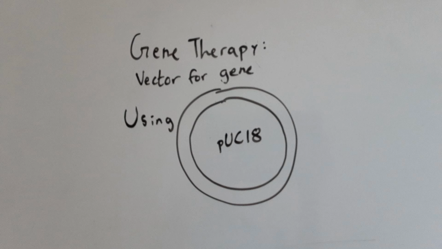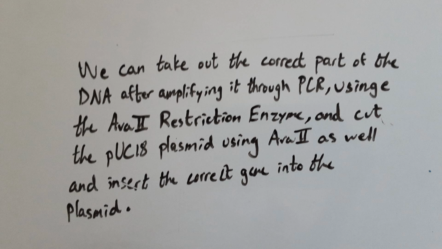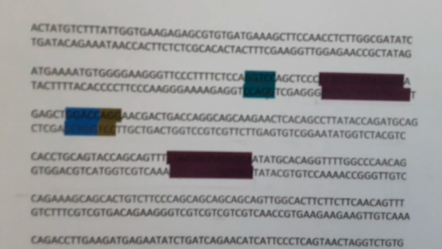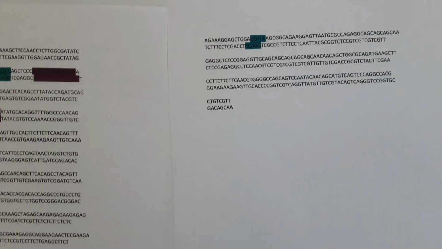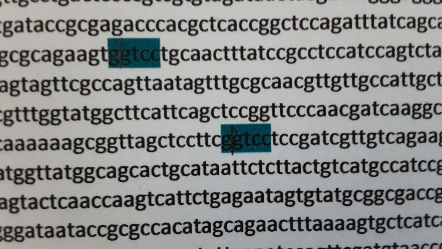We can also use gene therapy through a plasmid called PUC18. We can take out the correct part of the DNA after amplifying it through PCR using the AVA2 restriction enzyme, and cut the PUC18 plasmid using the same enzyme and insert the correct gene into the plasmid.